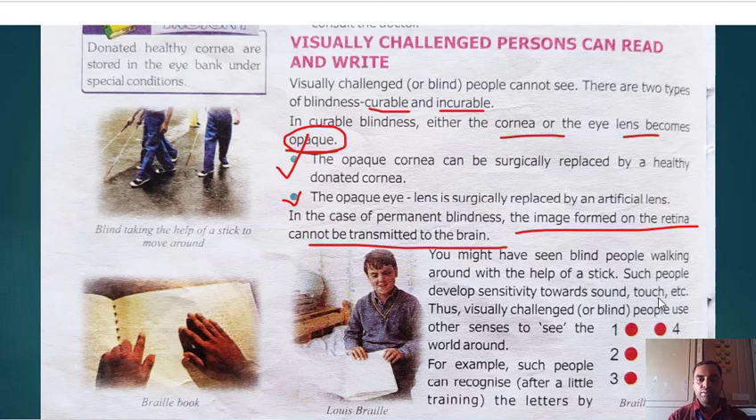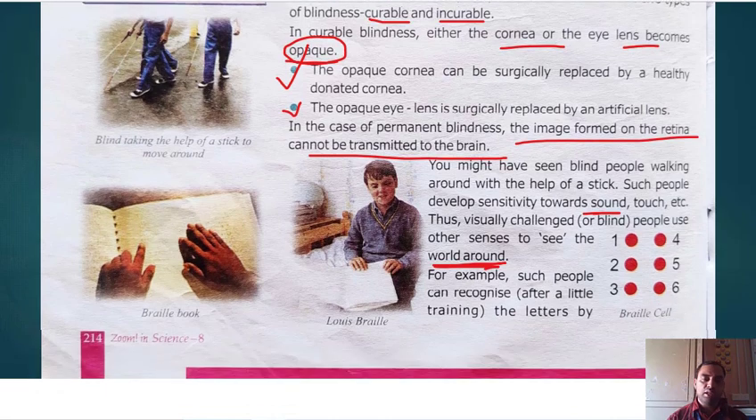Okay. You might have seen blind people walking around with the help of a stick. Such people develop sensitivity towards sound. If one of the most important organs, the eye, is not working, they become sensitive towards sound, touch, etc. Thus, visually challenged or blind people use other senses to see the world around. They can touch, they can smell, and their smelling power is much more compared to normal people.